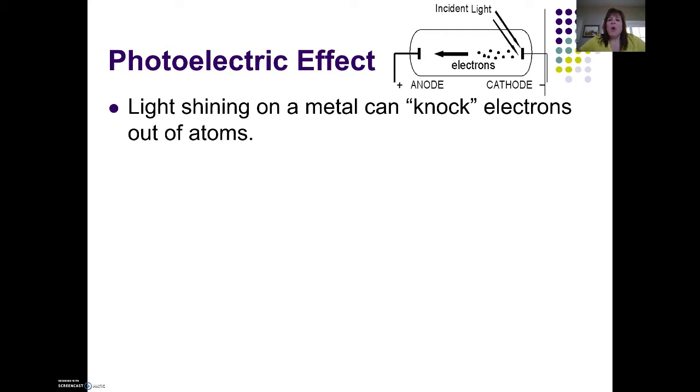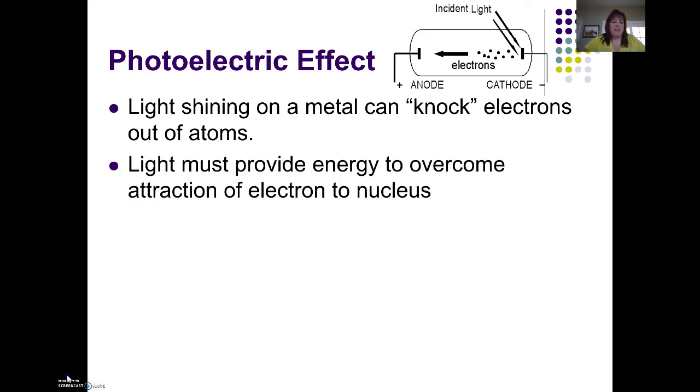out of the atoms. What? So obviously, the light must have enough energy to overcome the attraction of the electron to the nucleus. If you remember back in chemistry, when we talked about ionization energy, it was the energy required to remove an electron, one of those valence electrons, from an atom. Well, light must have enough energy to do that.